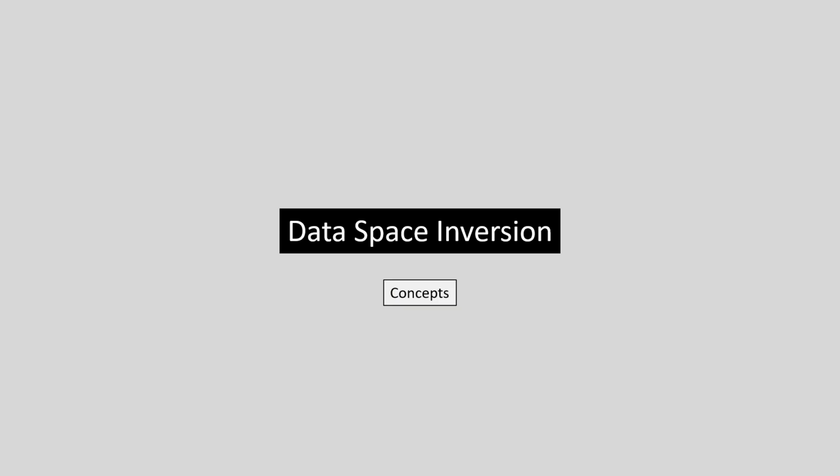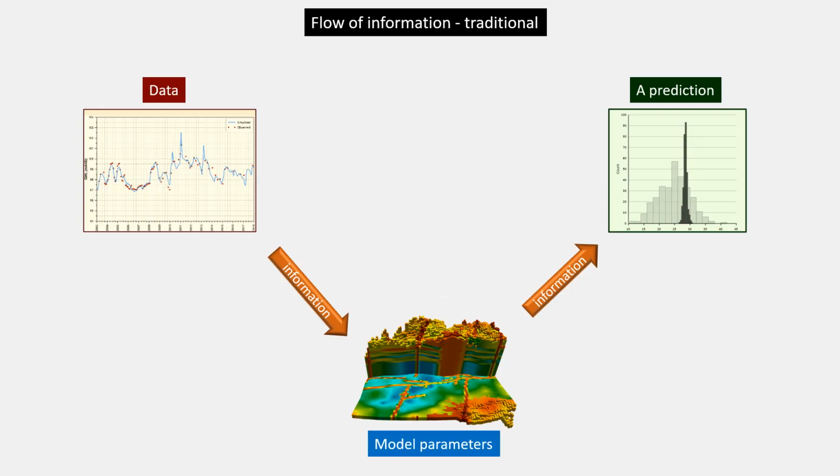Now, let's contrast this with data space inversion at a very high level before we get into the details of how data space inversion is actually done. Traditionally, the flow of information from data to a prediction passes through parameters, the parameters that are adjusted during model history matching.